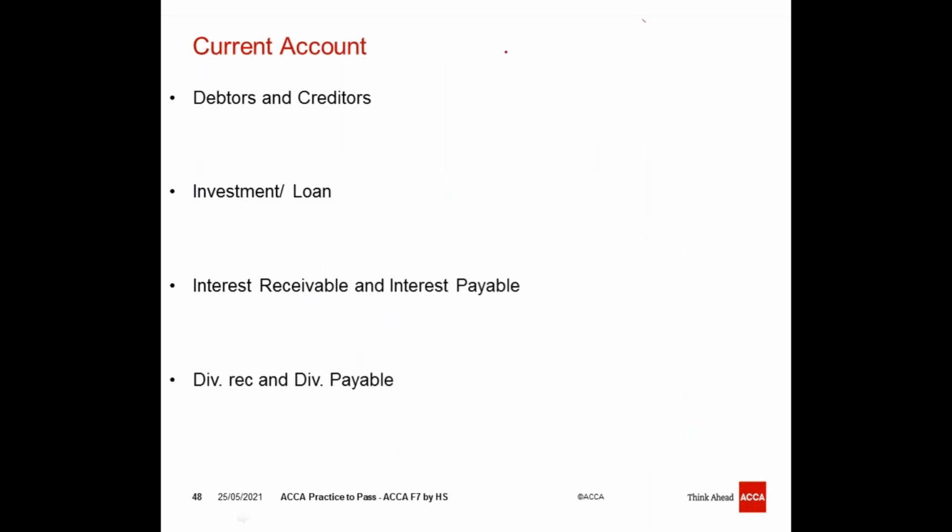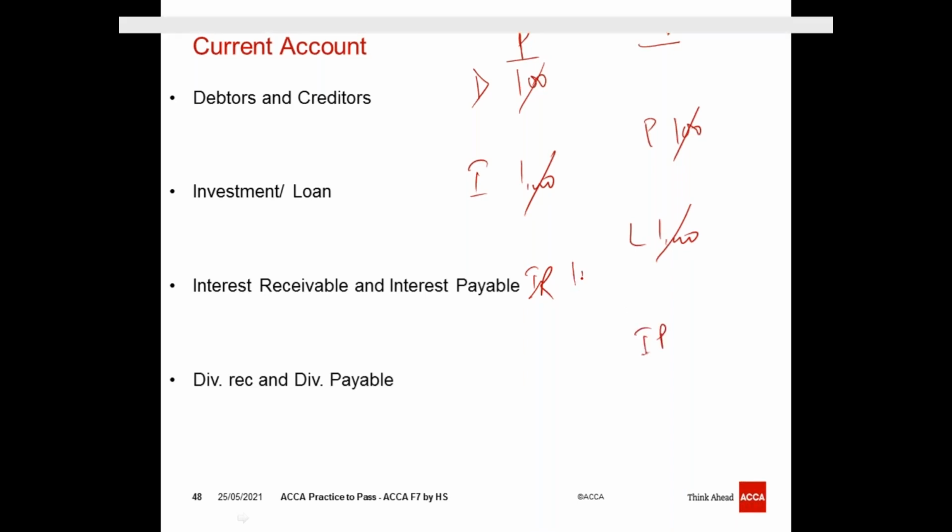With respect to the current account, we never recognize parent or subsidiary debtors or creditors in the books. So if the value of the debtor is 100 and the value of the payable is 100, you simply need to cancel out these transactions. Similarly, there might be an investment and a loan transaction, where the parent company has provided a loan to the subsidiary company. It will also be cancelled out. There will be interest receivable and interest payable, 10 and 10, so it will also be cancelled out with each other. There might be a dividend receivable or dividend payable case, so the common amount will be cancelled out with each other.